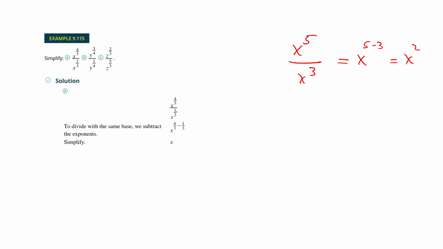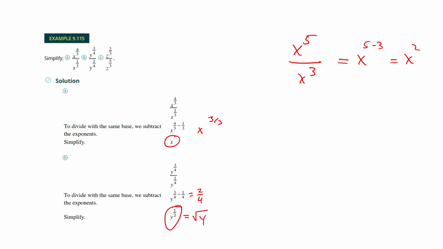So this first one, x to the 4/3 minus 1/3. Well, that would be x to the 3/3, which is just x. Same thing here on b. We can subtract those fractions, and we'd have y to the, well, they jumped ahead a little bit. That'd be 2/4, which reduces down to 1/2. You could have made that square root of y, but I guess they're working with exponents, so they left it there.